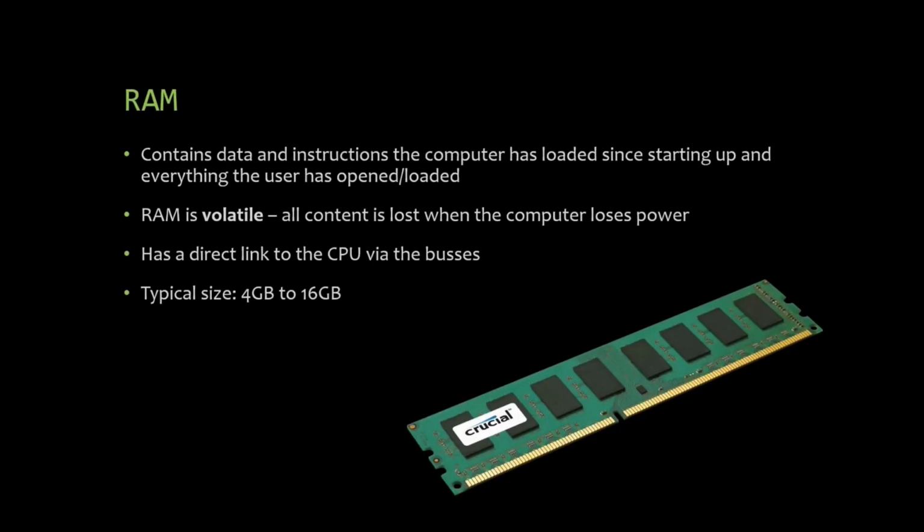So RAM contains data and instructions the computer has loaded since starting up the computer and everything the user has opened or loaded. RAM is volatile, which means that all the content is lost when the computer loses power, and it has a direct link to the CPU via the buses, and its typical size is between 4 gigabytes and 16 gigabytes.